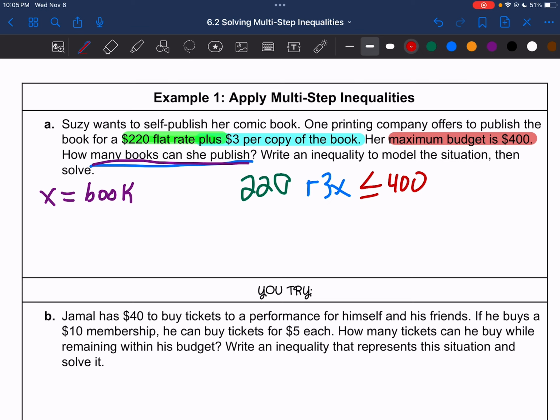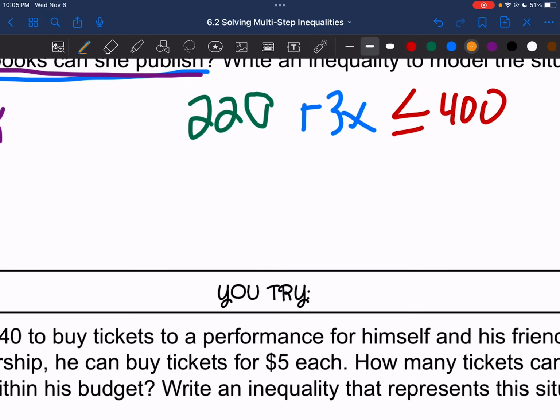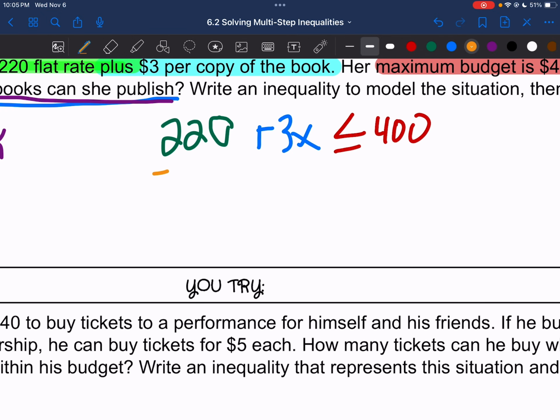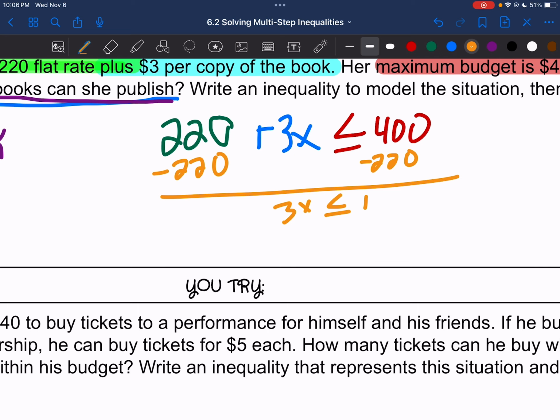So now that I have my inequality set up, I can go ahead and solve it. So we subtract 220 from both sides. We get 3x is going to be less than or equal to 180. So what we've essentially done is we've taken the setup cost away from her budget. And so now we're going to divide out the $180 that she has remaining to use on actually publishing copies of the book.